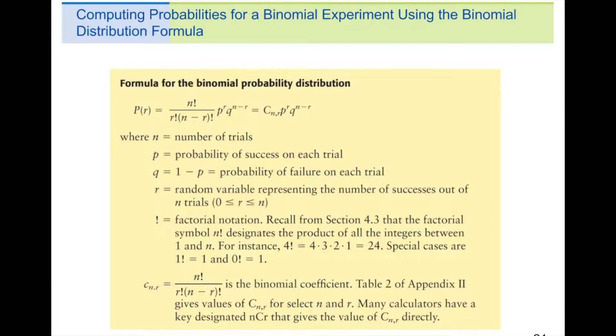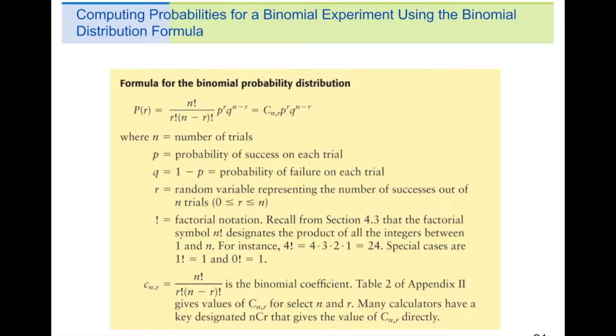So n is the number of trials. p is the probability of success on each trial. q is 1 minus p, the probability of failure in each trial. r is the random variable representing the number of successes out of n trials. These, again, are all the important parts, n, p, q, r.